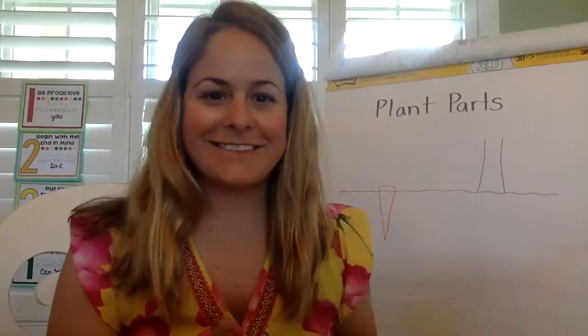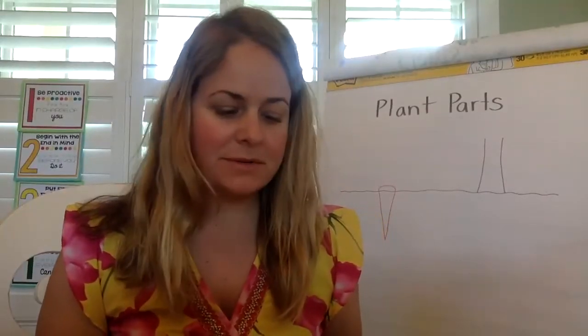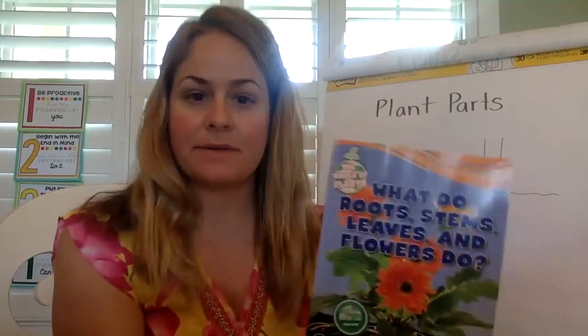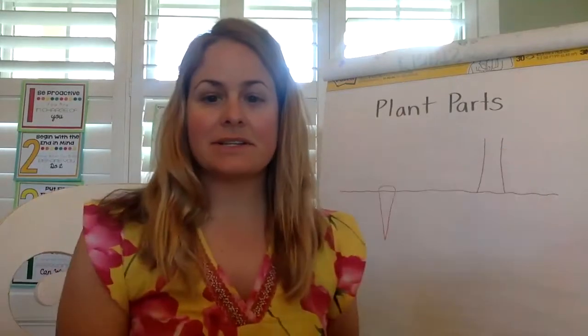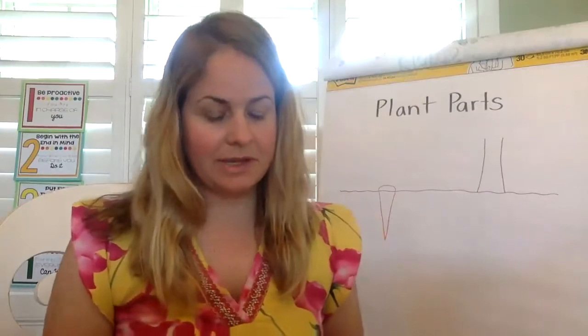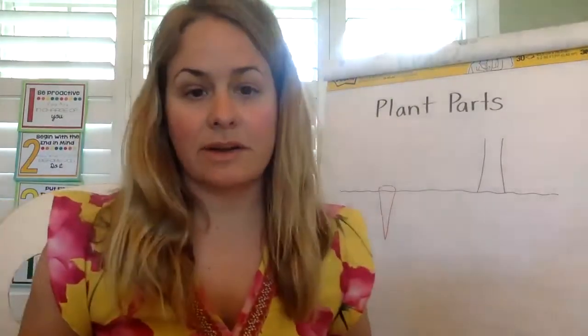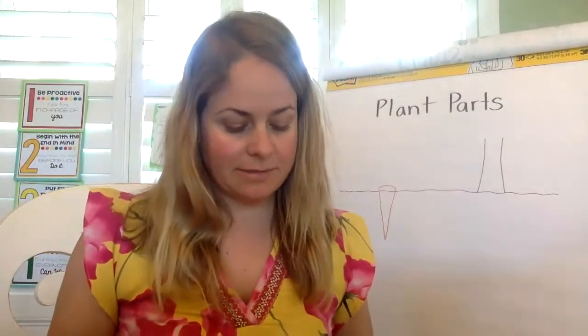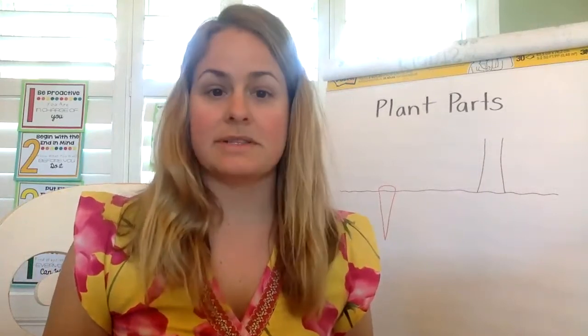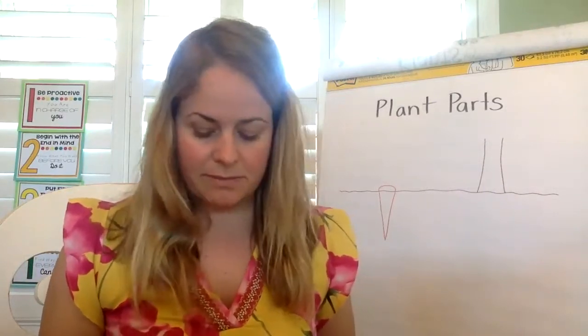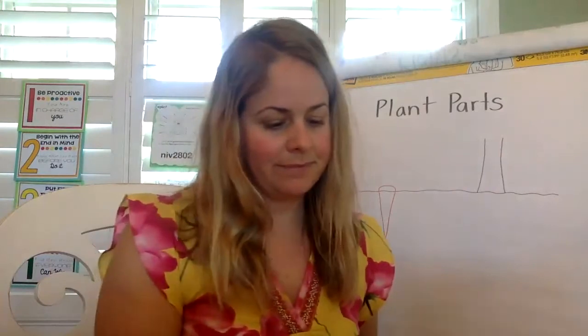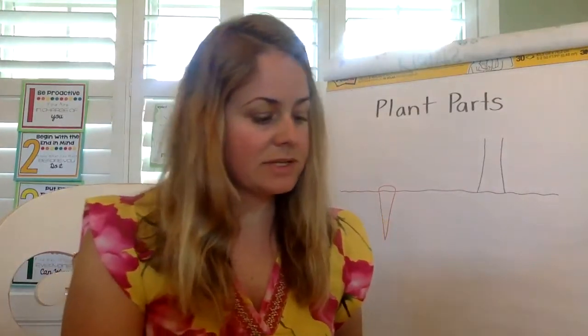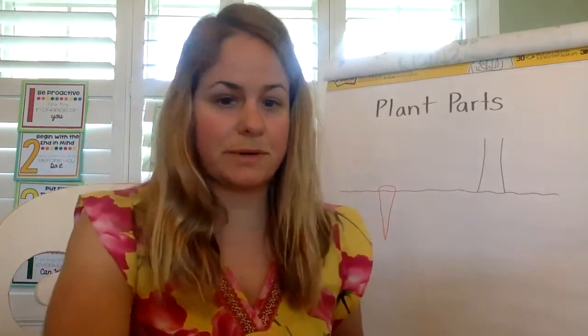Hi, first grade. We're going to get started today with what do roots, stems, leaves, and flowers do? So today we're going to talk about plant parts, and I'm going to use some illustrations and a diagram to label plant parts and help us learn more about the plant parts and what they do. This story is written by Ruth Owen, and we're just going to read the first chapter.